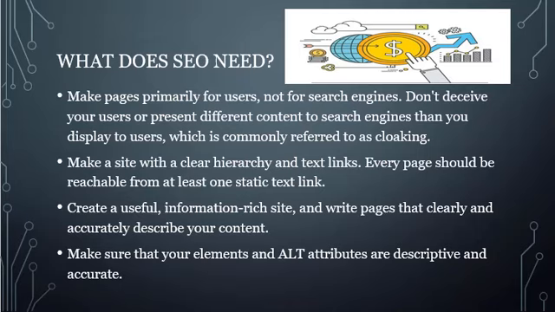Then make a site with a clear hierarchy and text links. Every page should be reachable from at least one static text link. Then create a useful, information-rich site and write pages that clearly and accurately describe your content. Then make sure that your title elements and ALT attributes are descriptive and accurate. So these few things are actually needed by an SEO to perform for your business.